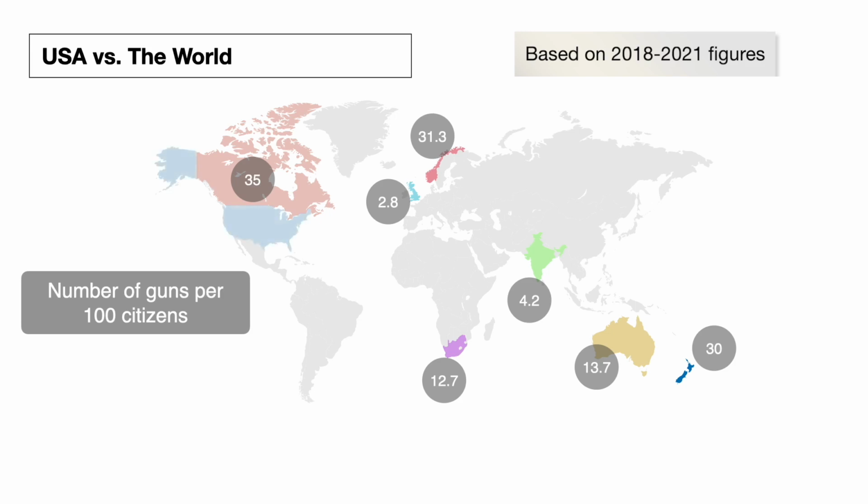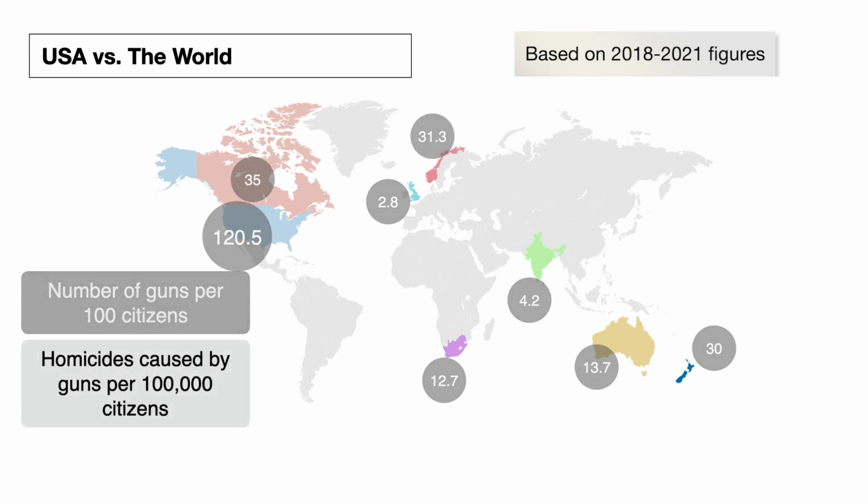But in America, on the other hand, there are 120.5 guns for every 100 citizens, meaning that the US has more guns than citizens, which is more than any other country. Part of the reason is because getting a gun in America is considerably easier than in many other countries. But how do these countries compare when it comes to homicides caused by guns?